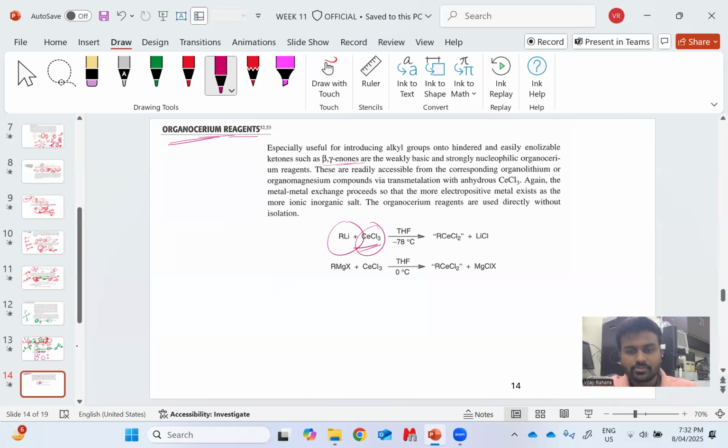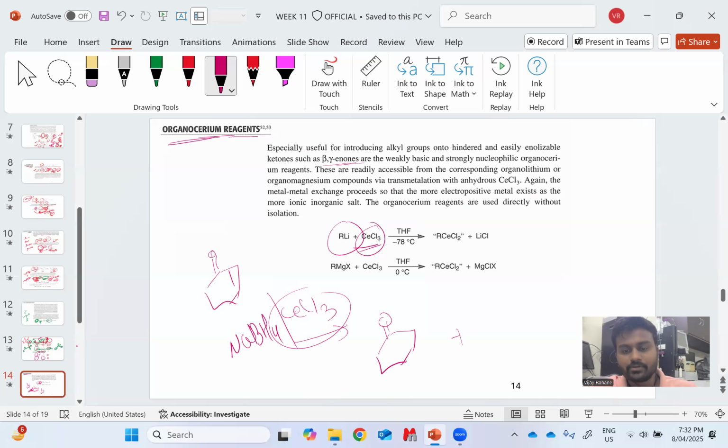We have seen such examples where, when we add cerium trichloride, the reactivity is different, particularly with NaBH4. That sort of reagent sometimes selectively reduces the ketone, or sometimes selectively reduces the alpha beta double bond. So the same cerium trichloride reagent is used here, and cerium trichloride reacts here with the organolithium.